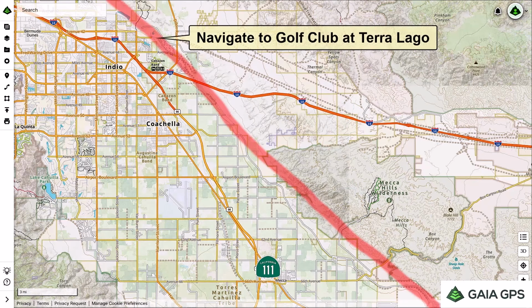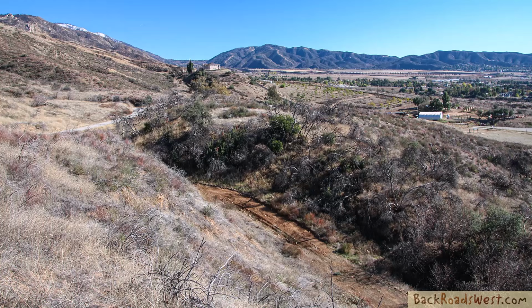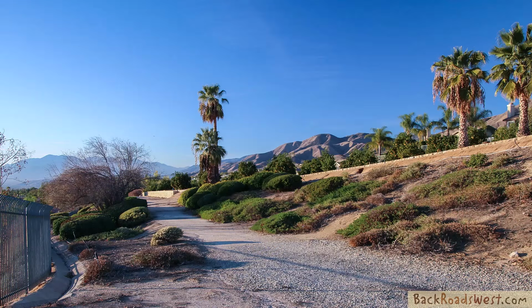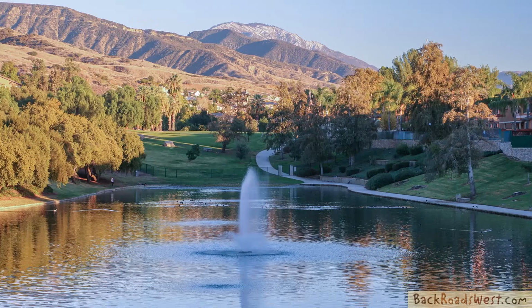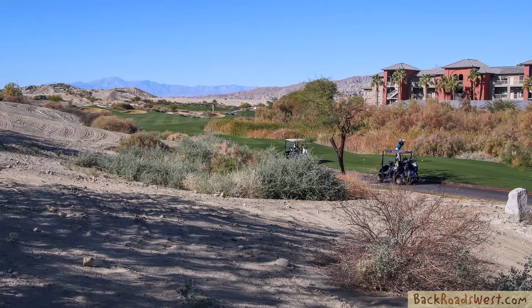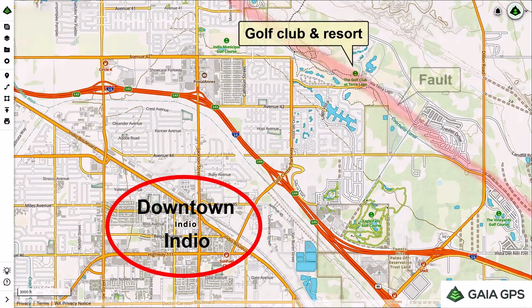From here, we'll navigate to the golf club at Terralago. If you've watched our video on touring the San Andreas Fault through San Bernardino, then you would have seen how much the fault cuts through normal neighborhoods. Other than some long and narrow parks, or the former sag ponds that have been turned into decorative lakes, you wouldn't know the fault is there. The same is true for a golfing country club and resort that's located near downtown Indio. Terralago is also located next to the WorldMark and other popular resorts.